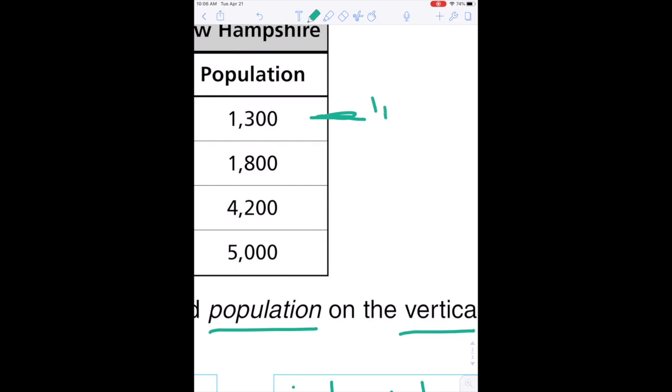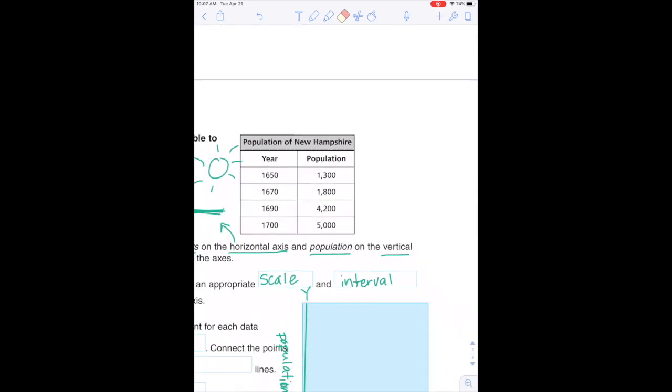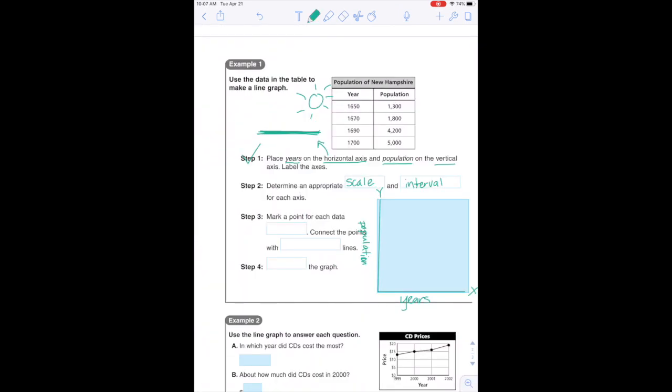If we go 1, 2, 3, we would have to go all the way up till we get to our first point, 1,300. That would take up a lot of space. So there's other ways that we can write a graph so that it's not taking up that much space. All right, so let's figure out our scale and our interval. So what we're going to count by and how we are going to count by.